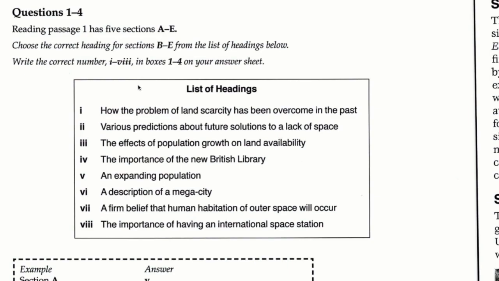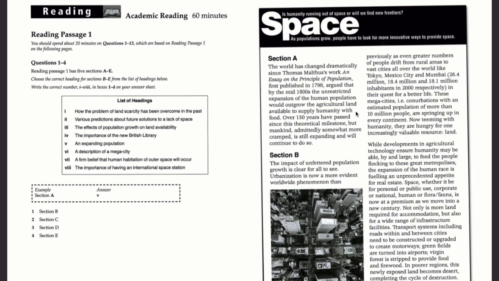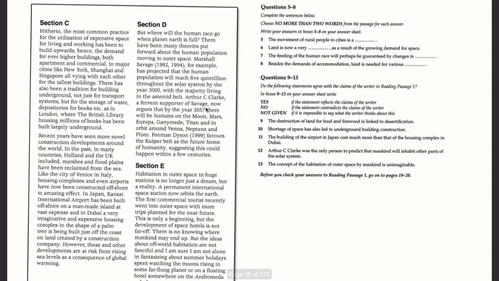This is the main idea, right? So the answer is first. So second, section C, answer is first, that is how the problem of land scarcity has been overcome in the past. Now moving to section D, that is third question.